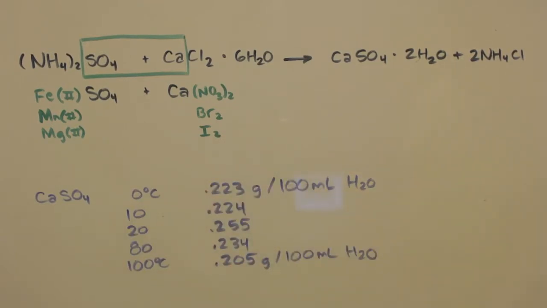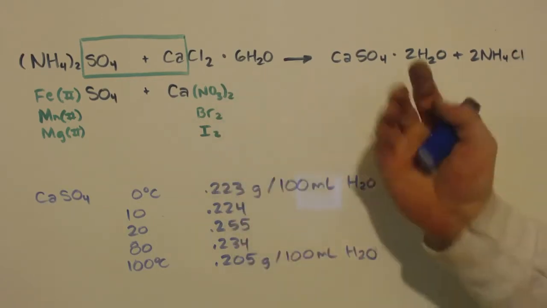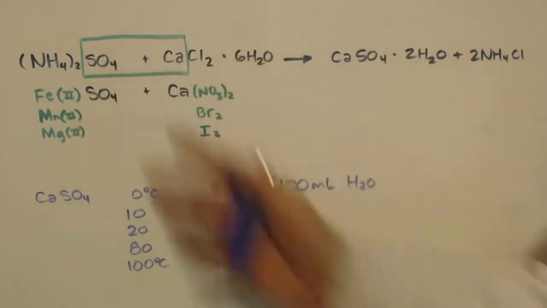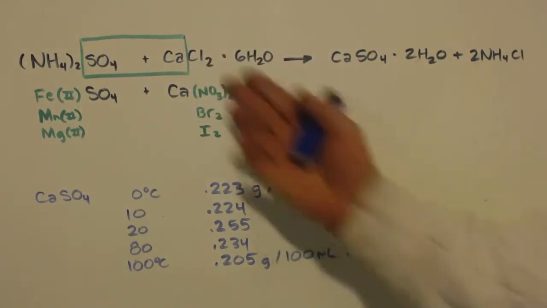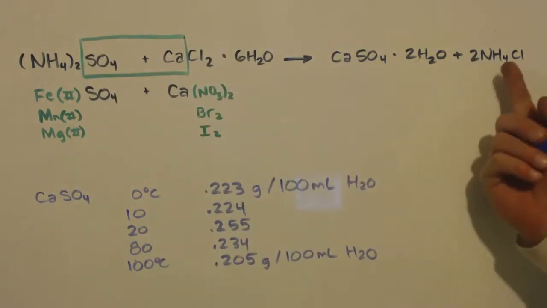See what I'm saying? Isn't that nice? You don't have to use any bases. You don't have to use any acids. But the thing is, you need the calcium salt and you need the sulfate salt to do this. That's why I had to make calcium chloride. I already have ammonium sulfate, so I just needed to get the chloride part of this.